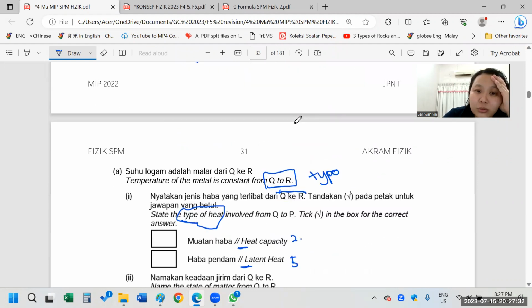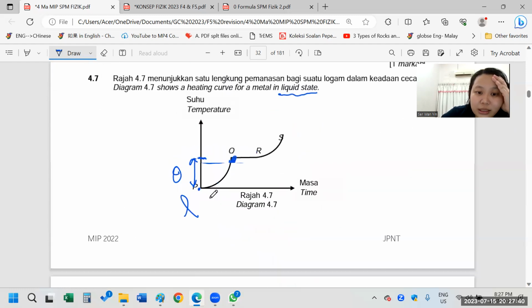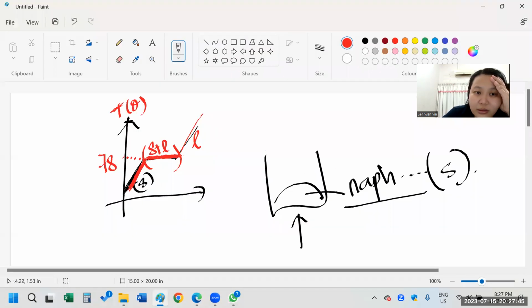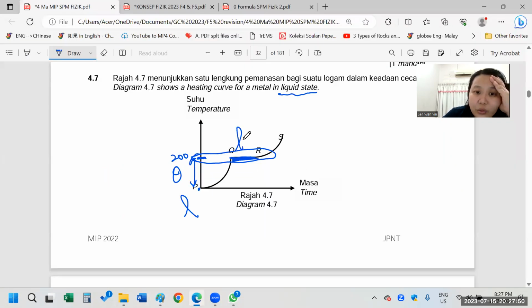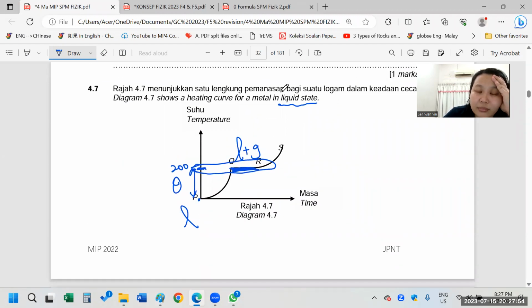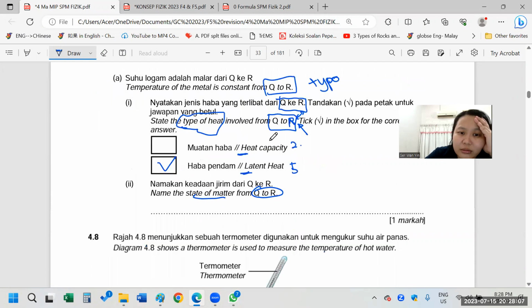All right, so now, state of matter from Q to R. I just explained, right? Your naphthalene here, since it started from liquid, means liquid and gas. And heating, sorry, for a metal in liquid state.